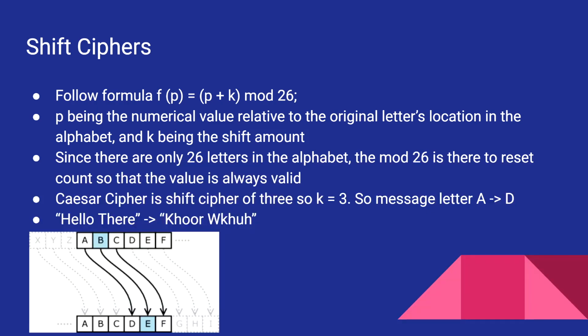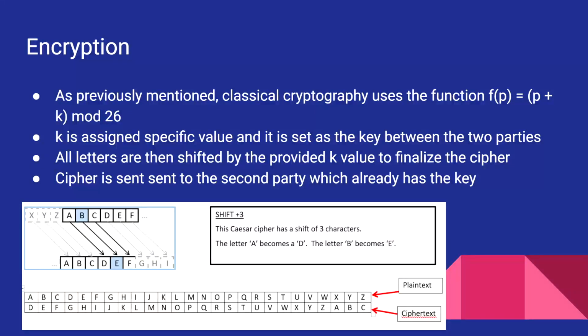Here I have an example where hello there would turn into KHOORWKHUH using the Caesar cipher. This is done by shifting each letter of hello there up by 3, resulting in that result. Encryption.